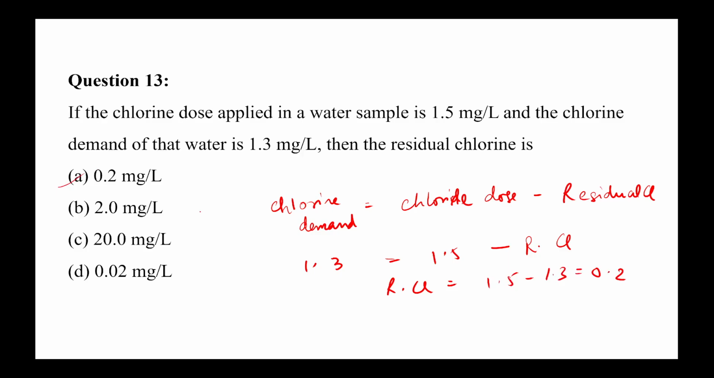That is option A. That is the correct answer. So chlorine demand is basically the amount of chlorine required to remove all the organic matter and all the impurities from water. So how do we define that? We apply a certain amount of chlorine, that is the chlorine dose, and after all the impurities have been removed, we determine the residual chlorine, and if we subtract it from the dose, we will get the chlorine demand. That means that water sample requires 1.3 mg per liter of chlorine to remove all the impurities from the water.